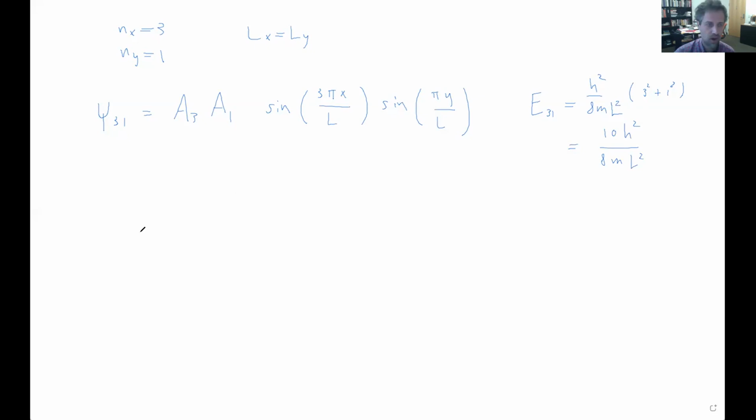All right. Now, interestingly, if I switch the labels, so I make ny 3 and nx 1, that will be a wave function 1,3. So I can write that out as well. Let's do it very quick. Looks like this. Basically, you swap the labels. So it's going to be sine of pi x over L, and then sine of 3 pi y over L. And the energy here is actually the same.